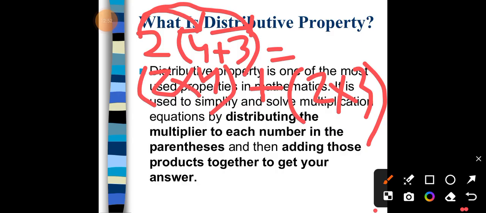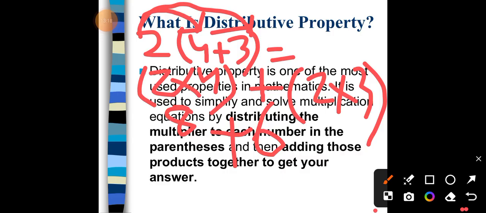So 2 fours are 8, and 2 threes are 6. We get 8 and 6. Now yeah, we solved it. The multiplication process is done. Then comes adding those products together to get your answer.